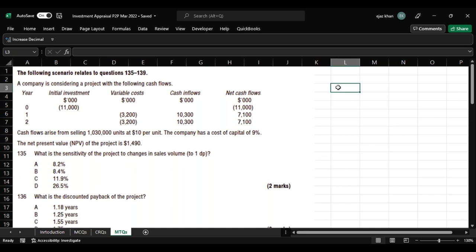So sales each year will be 10,300. Then we have variable costs, 3,200. And the cost of capital is 9%, so we need the annuity factor, 1 plus 9% raised to the power minus 2, and then the whole divided by 9%. And the same will be used for variable cost as well. Let us multiply these two figures with the annuity factors to get the present values. We have present values, and then that's the contribution.